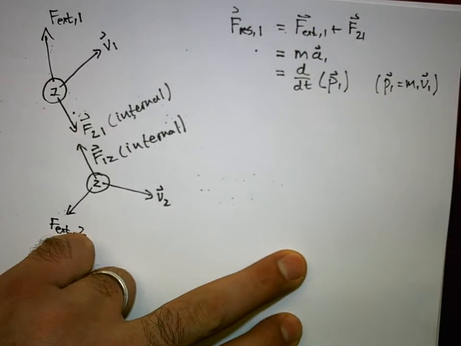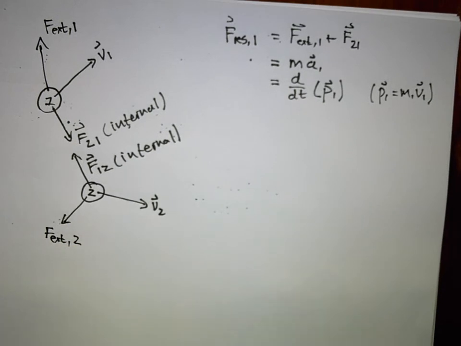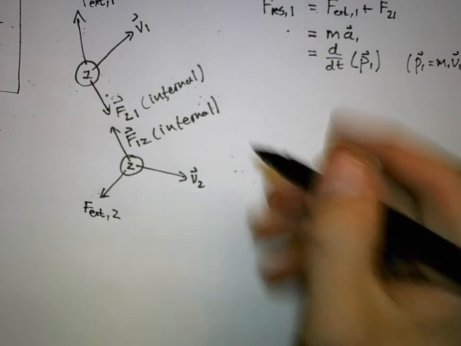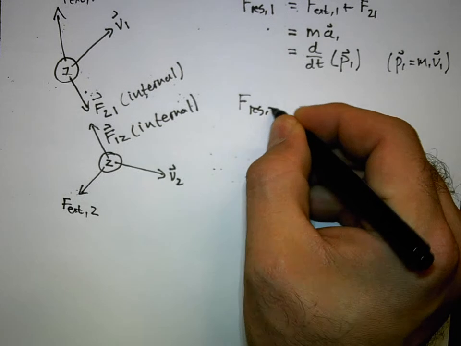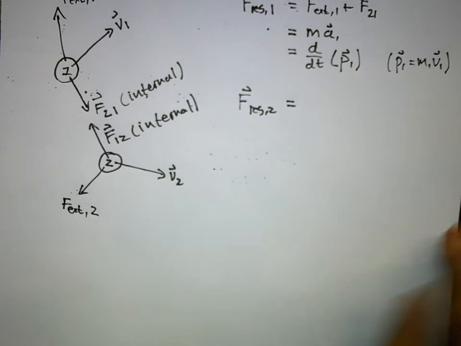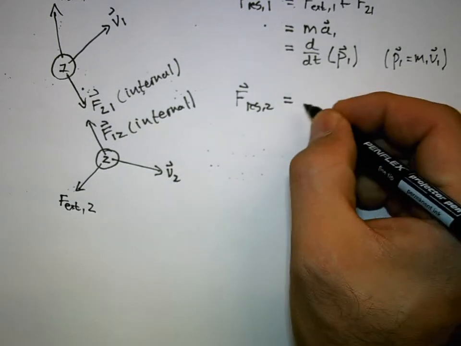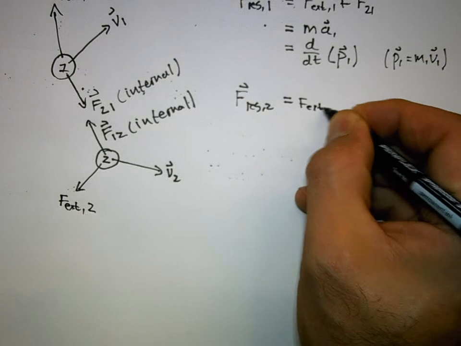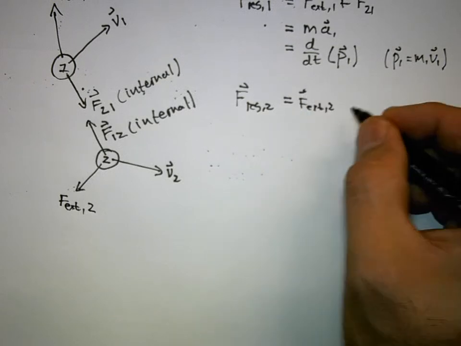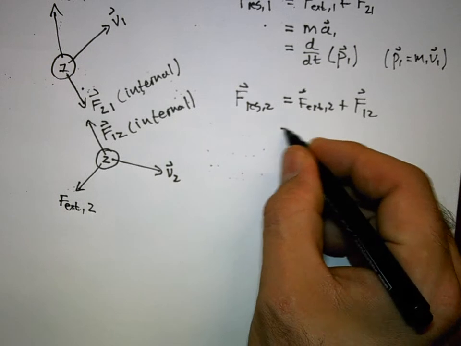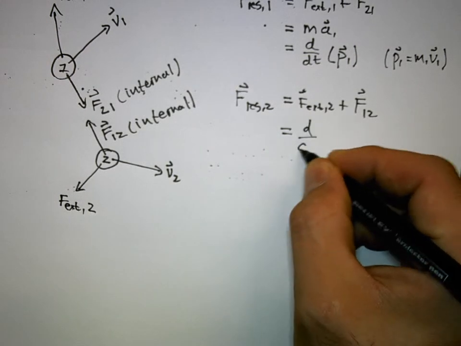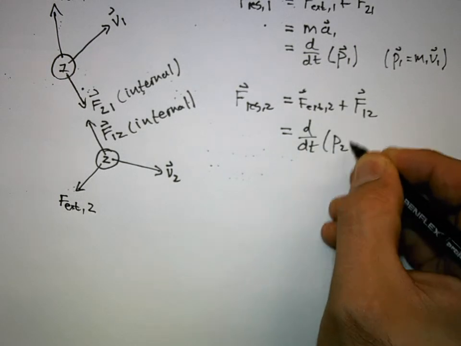Right, so that's just, so we can write the resultant force on one particle as a time derivative of its momentum. So nothing new there. Same goes for the second particle. The resultant force on it is equal to the external force acting on it plus the force from 1 on 2. And again, this is just equal to the time derivative of its momentum.